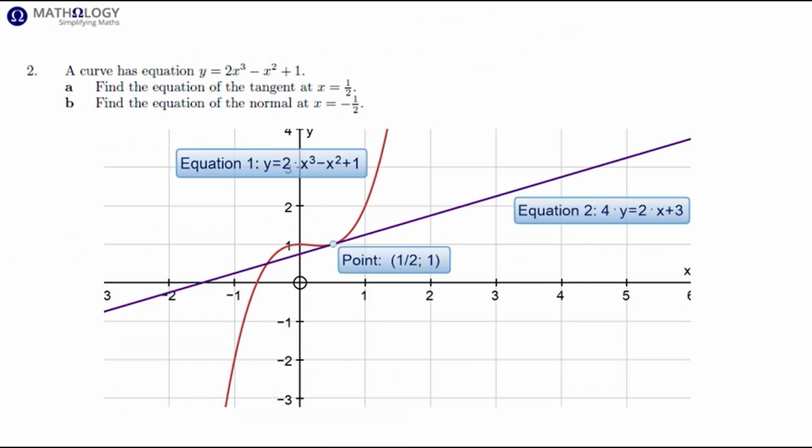Again, we can illustrate the equation of the tangent at the point (a half, 1). So here's your point of contact. The straight line is the tangent to the curve f of x.